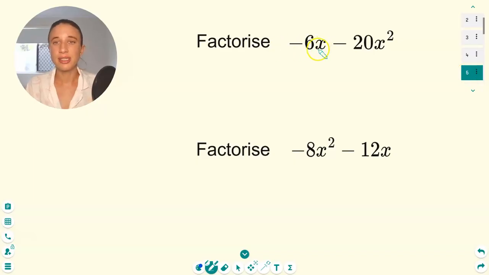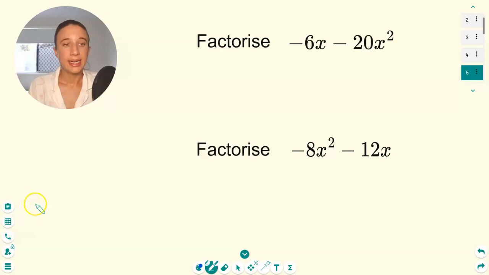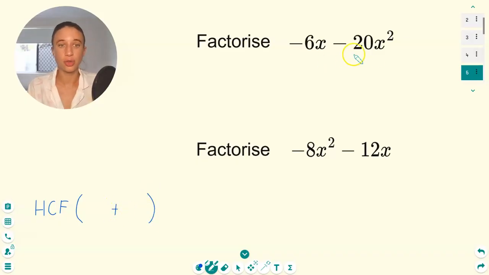So it says factorize negative 6x take 20x squared. The goal with factorizing is to put it into a pair of brackets or two pairs of brackets. So your goal is to pull a highest common factor out the front of a pair of brackets when there's two terms. We have to first identify this highest common factor.